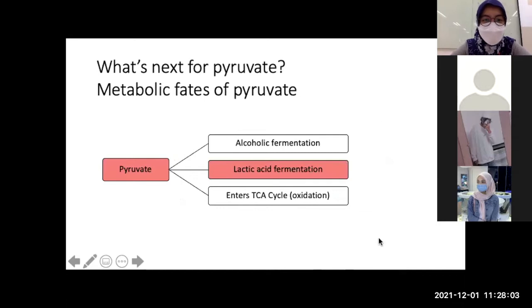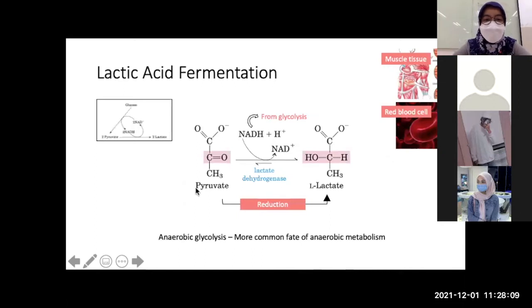Alright. So pyruvate can also undergo lactic acid fermentation. If alcoholic fermentation is in yeast and acetic acid bacteria, lactic acid fermentation can happen in the muscle tissue and also red blood cells. As I mentioned, this is during or after intense exercise, for example, when the oxygen level in our body drops. What catalyzes the formation of pyruvate into L-lactate is lactate dehydrogenase, and this process is a reduction process.